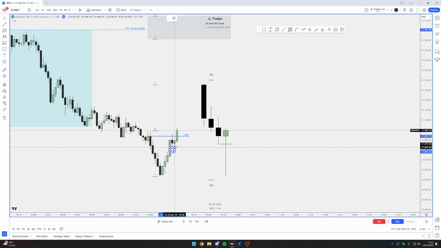Now, a part of this model is to understand that you need PD arrays that are tapped into and closed over.